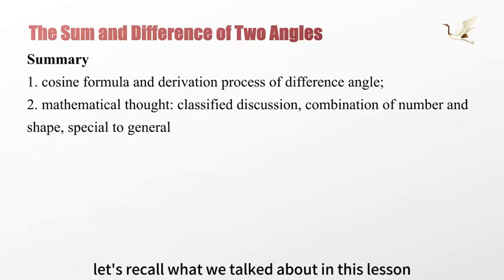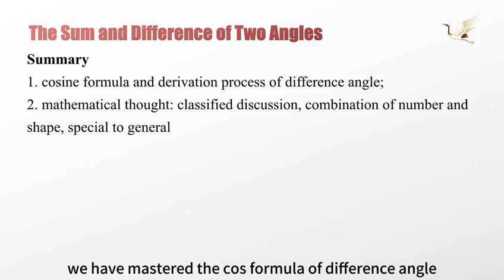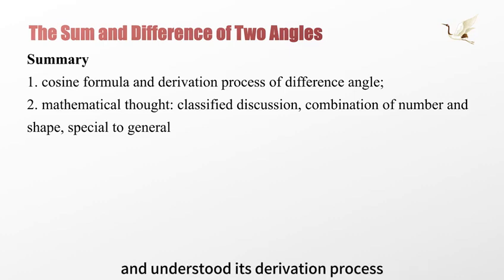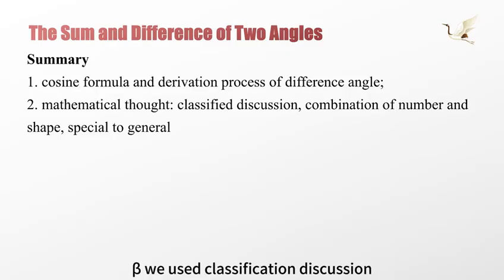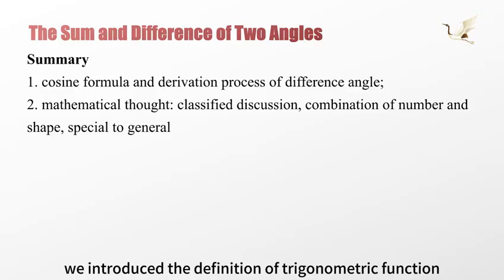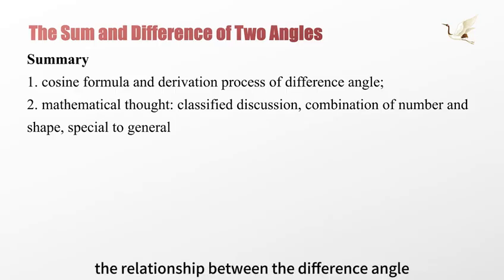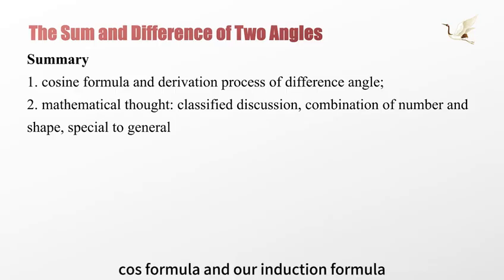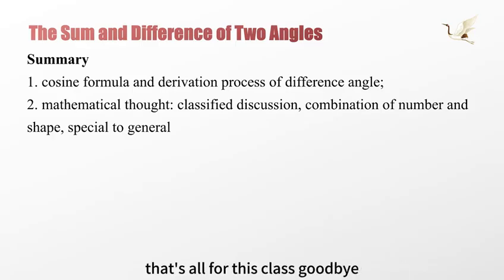Let's recall what we talked about in this lesson. In this lesson, we have mastered the cosine formula of the difference angle and understood its derivation process. In the process of derivation, in order to illustrate the arbitrariness of alpha and beta, we used classification discussion. Then, in order to prove the form of the formula, we introduced the definition of trigonometric functions, that is, the combination of number and shape. In order to illustrate the relationship between the difference angle cosine formula and our induction formulas, we experienced the special and general relationship. That's all for this class.